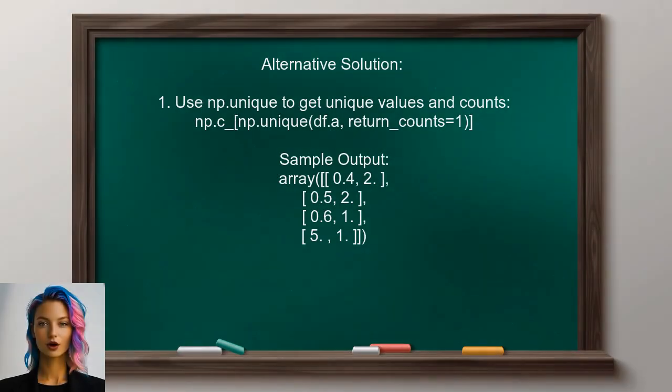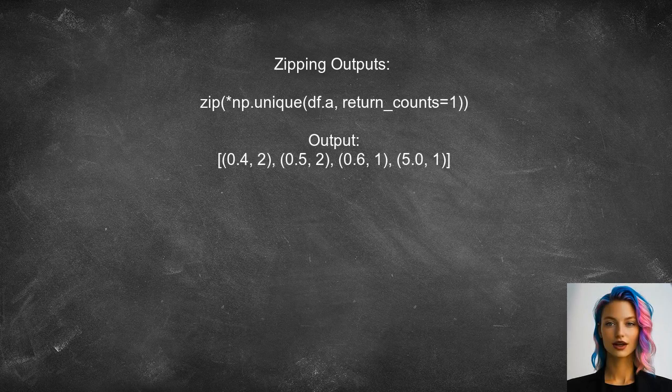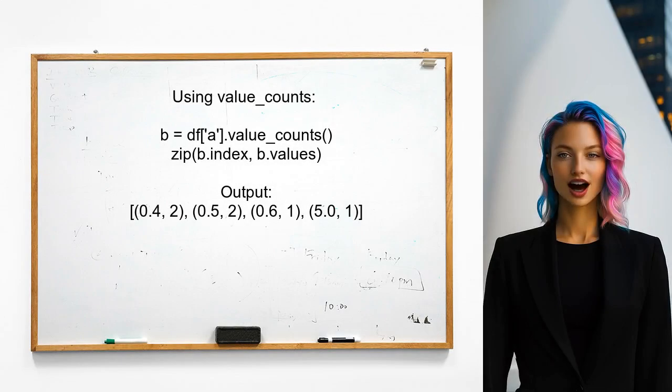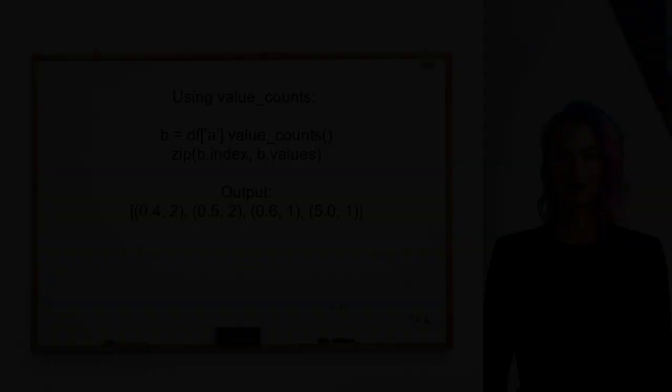An alternative approach suggested by another user involves using the NumPy unique function. You can use np.unique to get both the unique values and their counts from your data frame. You can also zip the outputs from np.unique to create a list of tuples containing the group names and their counts. Alternatively, you can zip directly on the value counts output to achieve the same result.